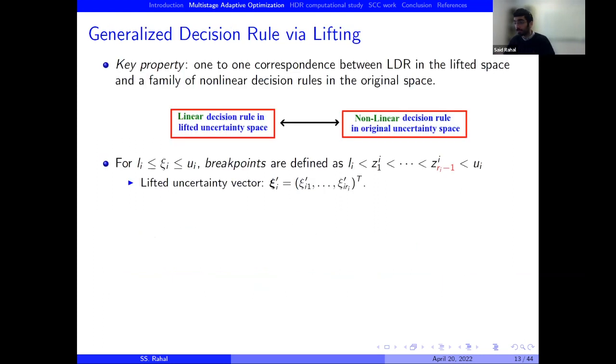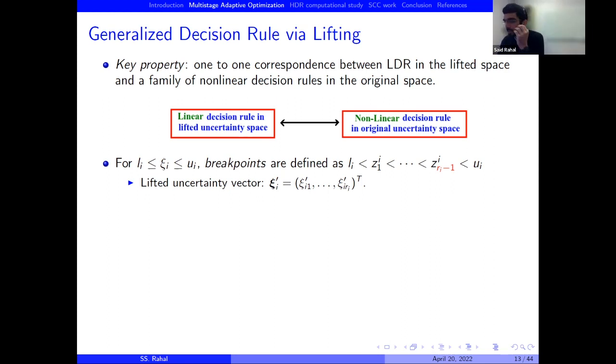2015. The main idea is this: the uncertainty set is lifted, and then in the lifted space we implement a linear decision rule to exploit the algorithmic features of linear decision rules. But the LDR in the lifted space corresponds to a family of nonlinear decision rules in the original space. So now we're exploiting the best features of the two worlds: competitive algorithmic features and good approximation quality.